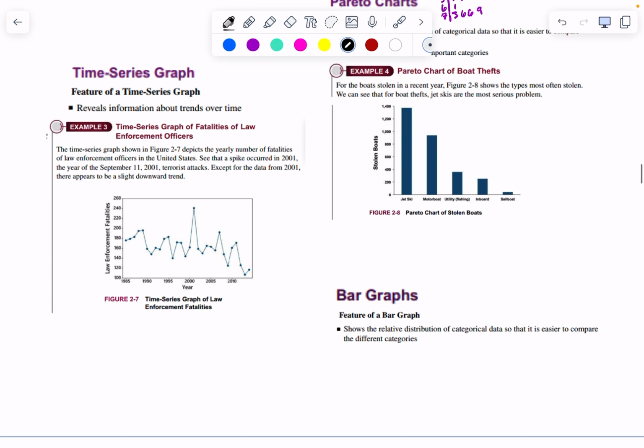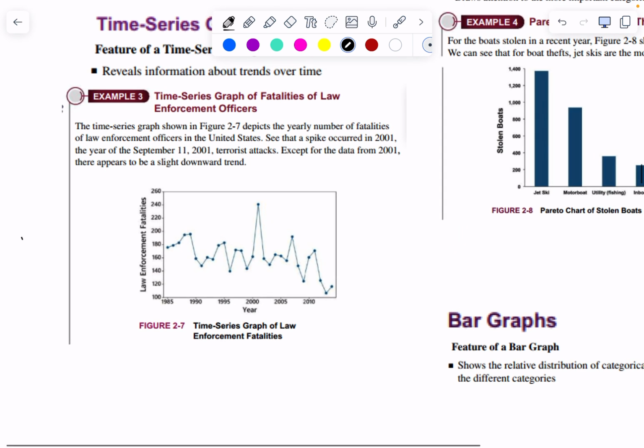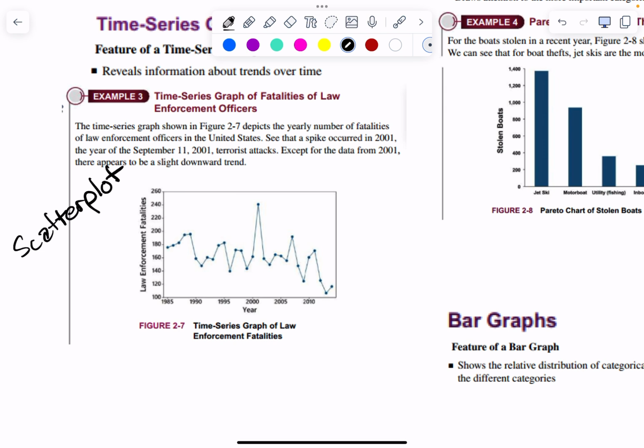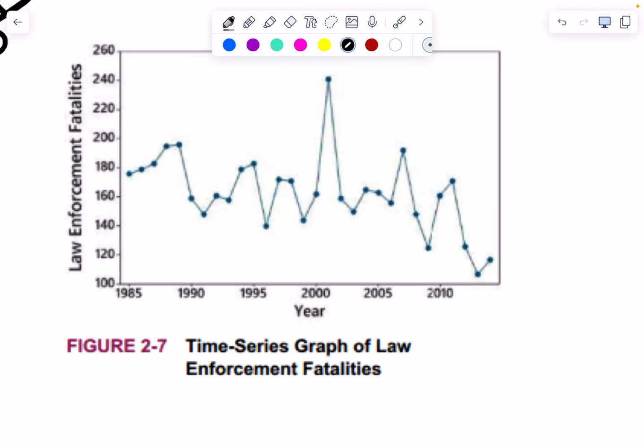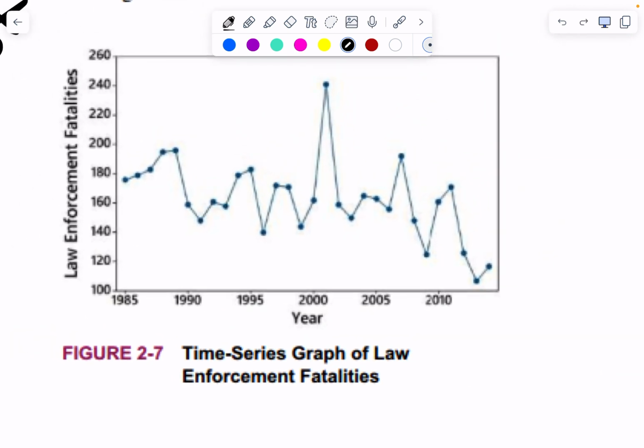Okay, time series graph looks a lot like a scatter plot, but I'm going to say scatter plot. S-C-A-T-T-E-R-P-L-O-T. Do you know what a scatter plot is? We have your dots. Okay, but the dots are connected, kind of like a trend line, right? Like a trend line would just be one line going through, right? But it's like all your dots are connected.